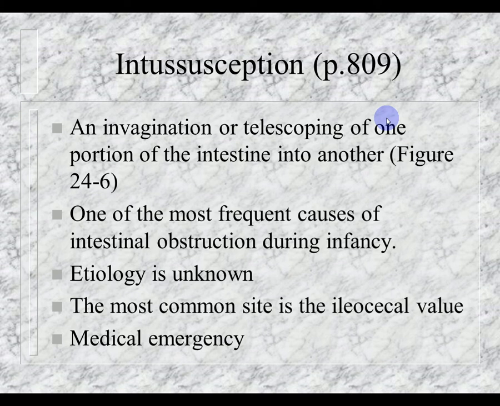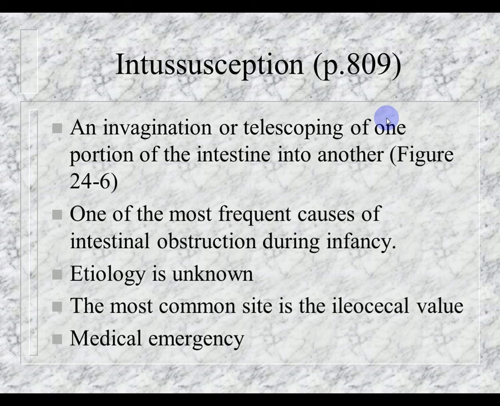All right, intussusception is covered on page 809. This is an invagination or telescoping of one portion of the intestine into another. One of the most frequent causes of intestinal obstruction during infancy. Etiology is unknown. We think it's related to viruses, particularly gastroenteritis. The most common site is at the ileocecal valve, and it shows you a good picture of that on page 809. This is always considered a medical emergency.